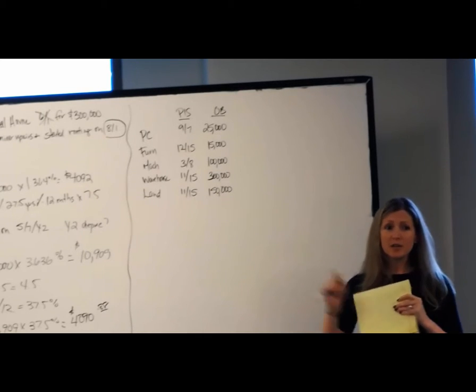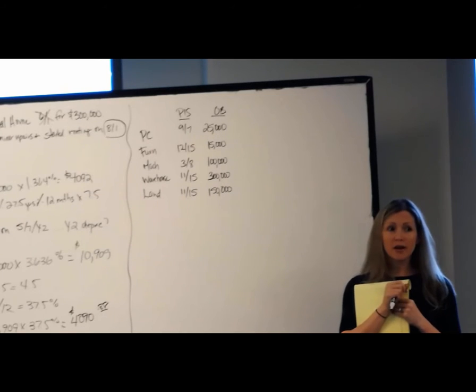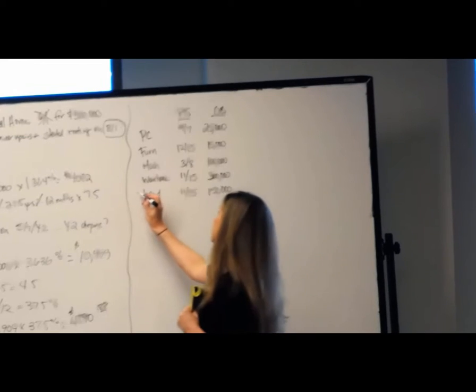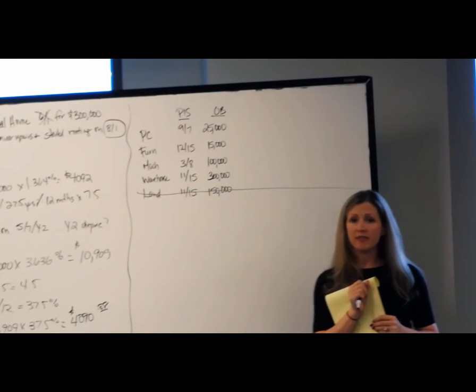Anyone see anything on here that shouldn't be on here? Land, okay, that would be my first suggestion to you, is get land off your list, because you cannot depreciate land and you don't want to make a mistake of including it in your numbers, so get it off of there, okay?